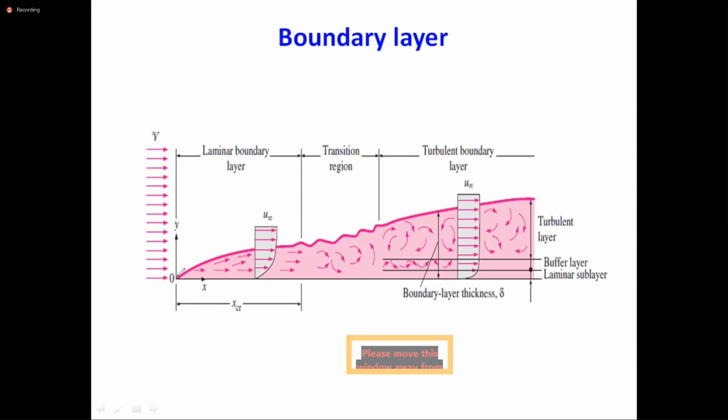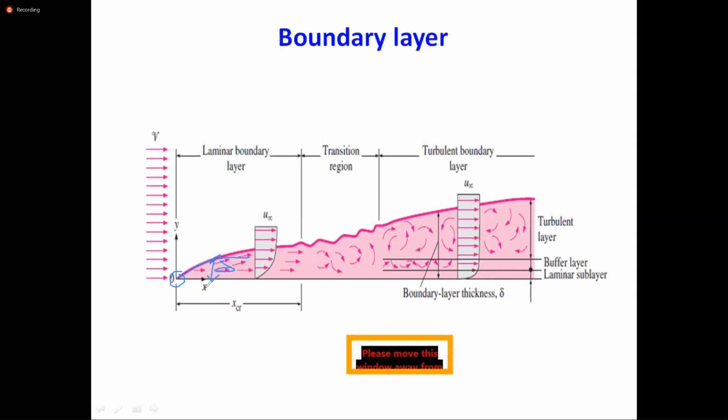So whenever the fluid is entering here, it forms a thin layer that is called the boundary layer. The boundary layer has some thickness from this surface to this, that is, let us say, delta.